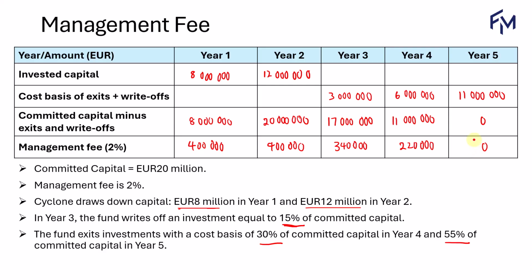Just keep in mind that if there are no exits and write-offs, the management fee is based on the committed capital. But once there are exits and write-offs, we have to make sure we subtract the exits and write-offs from the committed capital. Then we multiply it by the management fee rate.